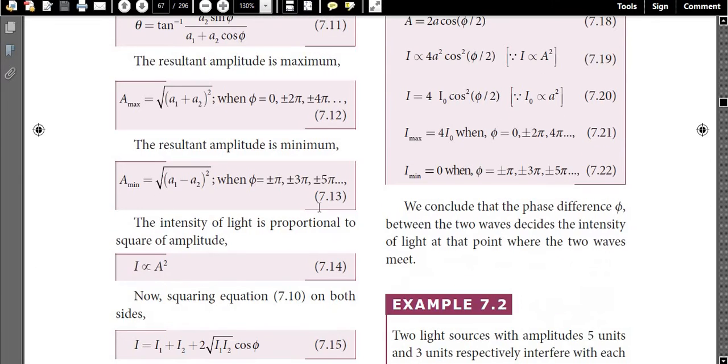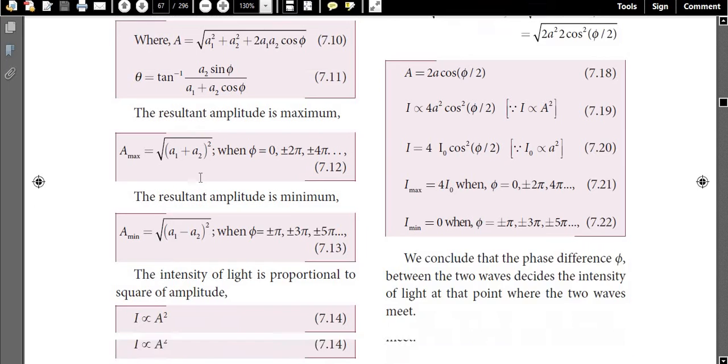The resultant amplitude is minimum, means the condition is A minimum is equal to root of (a1 minus a2) the whole square, when phi is equal to plus or minus pi, or plus or minus 3 pi, or plus or minus 5 pi.